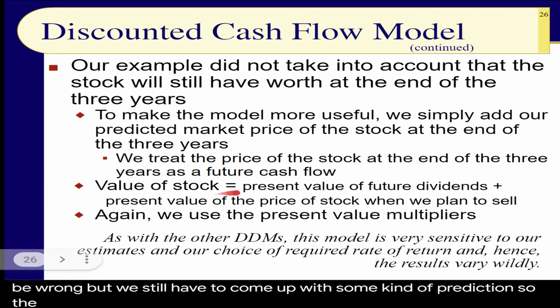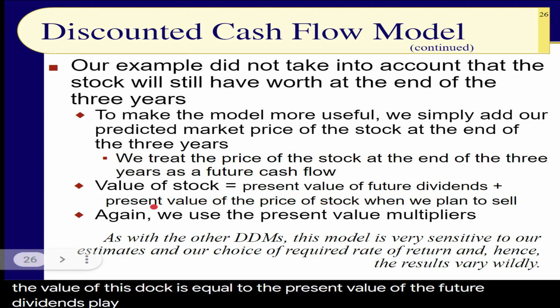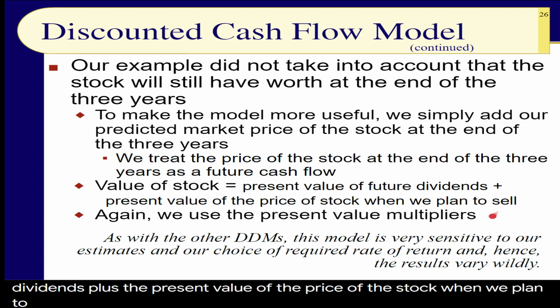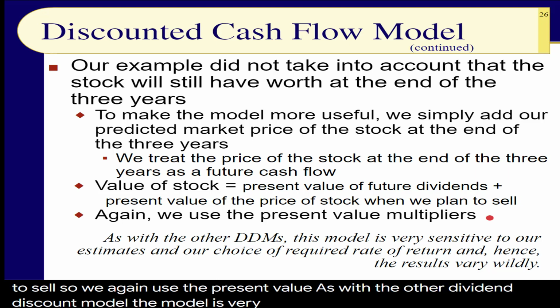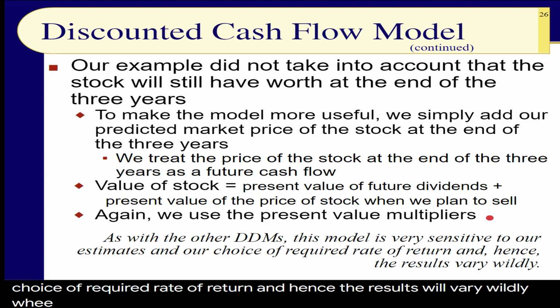So the value of the stock is equal to the present value of the future dividends plus the present value of the price of the stock when we plan to sell. So we, again, use the present value multipliers. As we've said, as with the other dividend discount models, the model is very sensitive to our estimates and our choice of required rate of return. And hence, the results will vary wildly. We know that going into this.